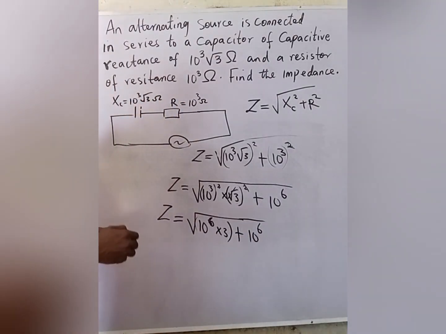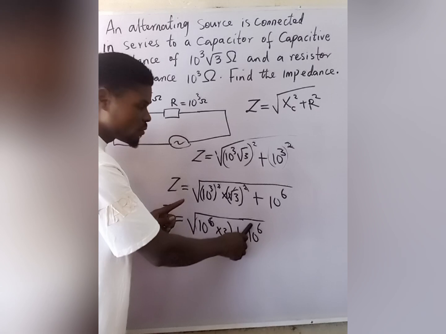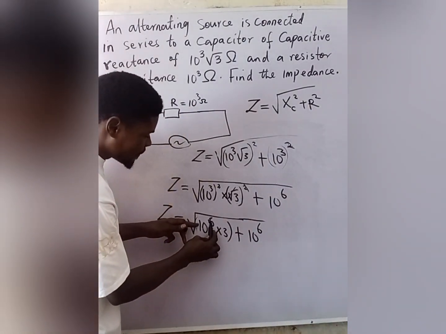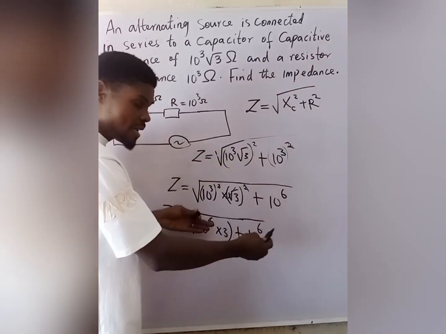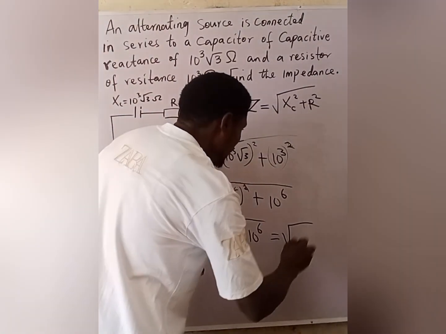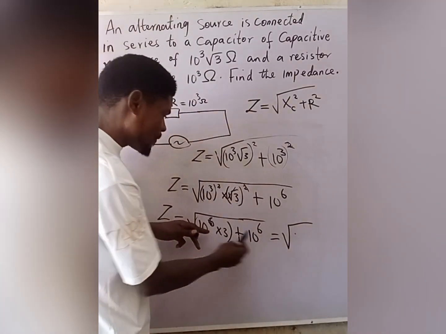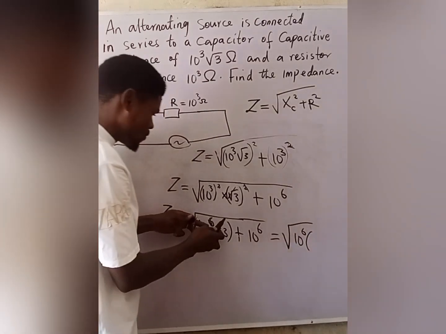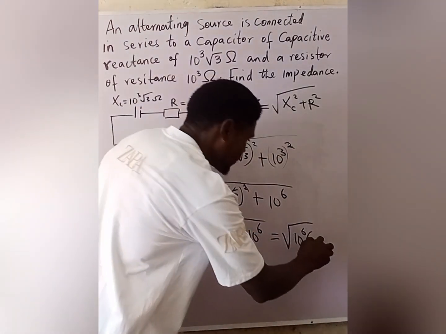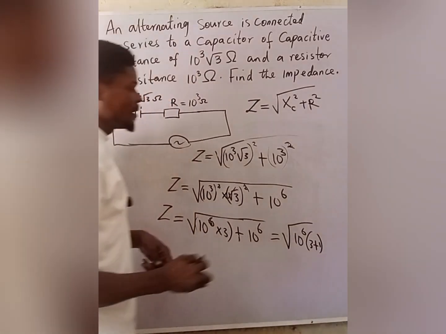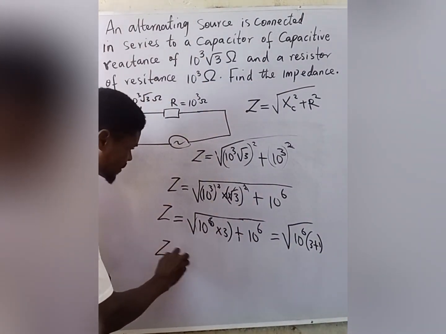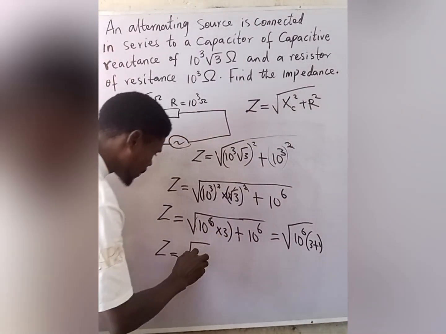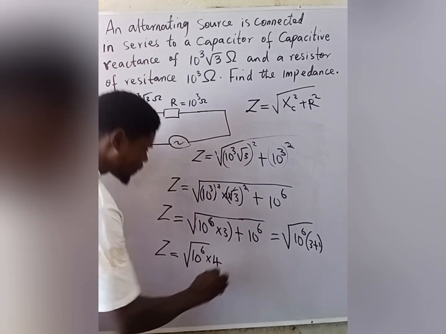Then inside this square root, we factorize the 10 raised to power 6 multiplied by 3 plus 10 raised to power 6. What do we have in common here and here? It is 10 raised to power 6. Then we have 3 plus 1 in the bracket. So Z is equal to the square root of 10 raised to power 6 multiplied by 4, since 3 plus 1 is 4.